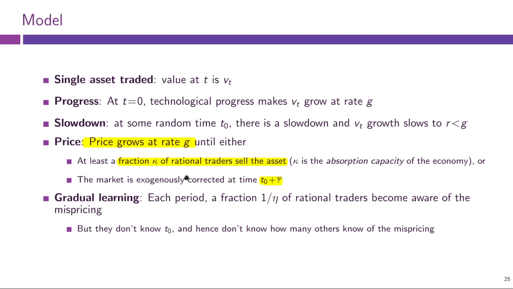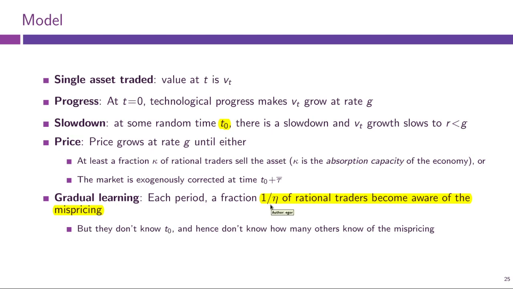Now, the thing here is that nobody really knows what this t0 was. So no alarm is run when the slowdown occurs. But the rational traders do gradually become informed. So we will say that the distribution of the times at which they become informed is uniform between t0 and t0 plus some eta. What this means is that each period there is some fraction of rational traders that become aware of the mispricing. So they get a call from a hidden number which says this asset is mispriced and you should sell at some point in the future.